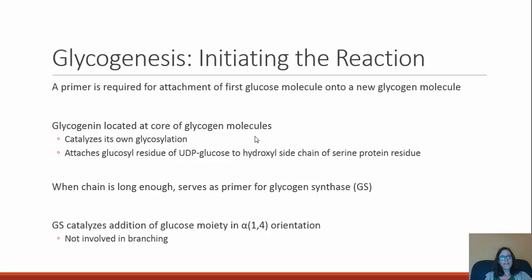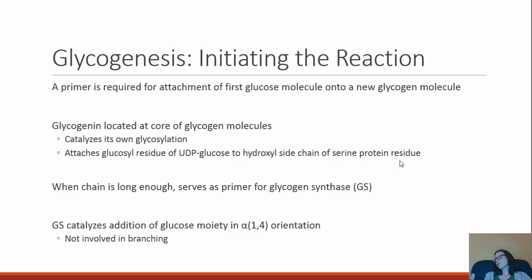Okay, so as I just said, the primer is required for attachment of the first glucose molecule onto the new glycogen molecule. And this primer is called glycogenin. And this is a protein that we have found is located at the core of glycogen molecules. And this protein actually catalyzes its own glycosylation, or the addition of glucose onto it. So glucose attaches the glucose residue of UDP glucose to the hydroxyl side chain of a protein residue.